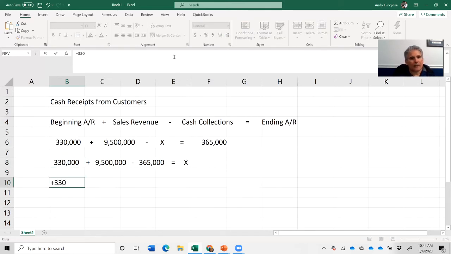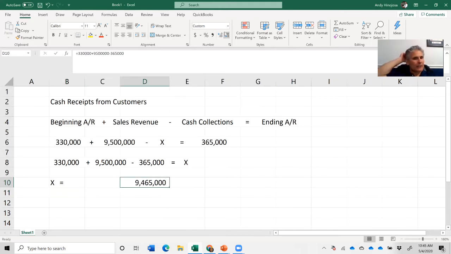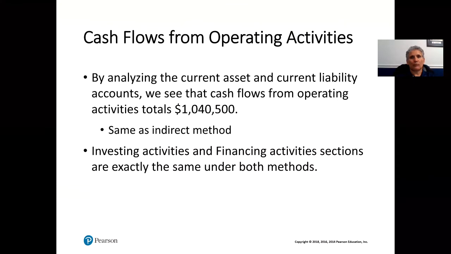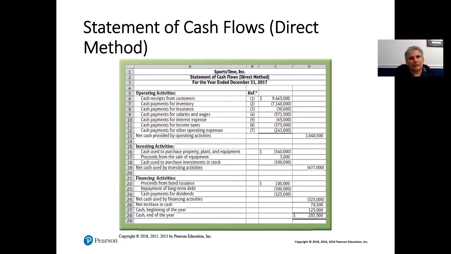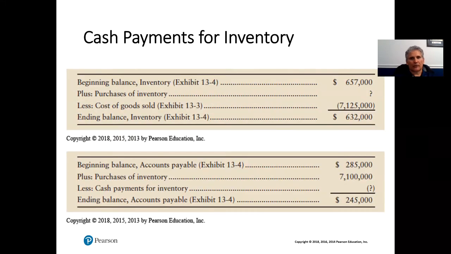Okay, so 330,000 plus 9,500,000 minus 365,000. So according to my calculations, X equals 9,465,000. That would be the cash receipts from customers. Should we go check? We'll move forward. Cash receipts from customers, 9,465,000. We'll do one more and then the rest you can kind of figure out on your own.